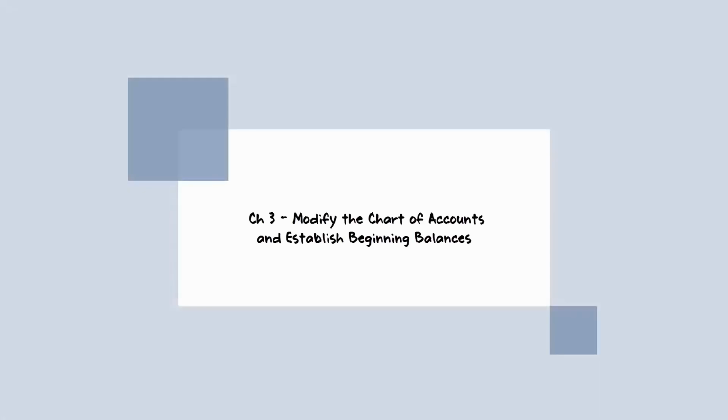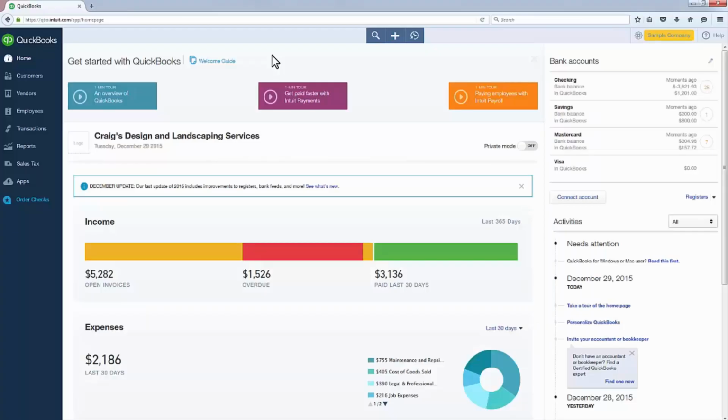In this video, we will learn to modify the chart of accounts and establish beginning balances. Let's continue with the sample company to learn the process of creating, modifying, and deleting accounts and of establishing beginning balances. Note that we should complete this entire section in one sitting so we do not lose our work. If we do leave and return, the cumulative balances will be inaccurate as our work will not have been saved while working in the sample problem.